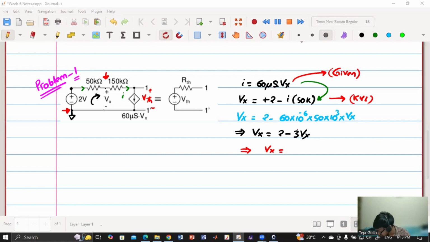Someone has mentioned Vx is equal to 0.5 volt, and you are right. So Vx is equal to how much?